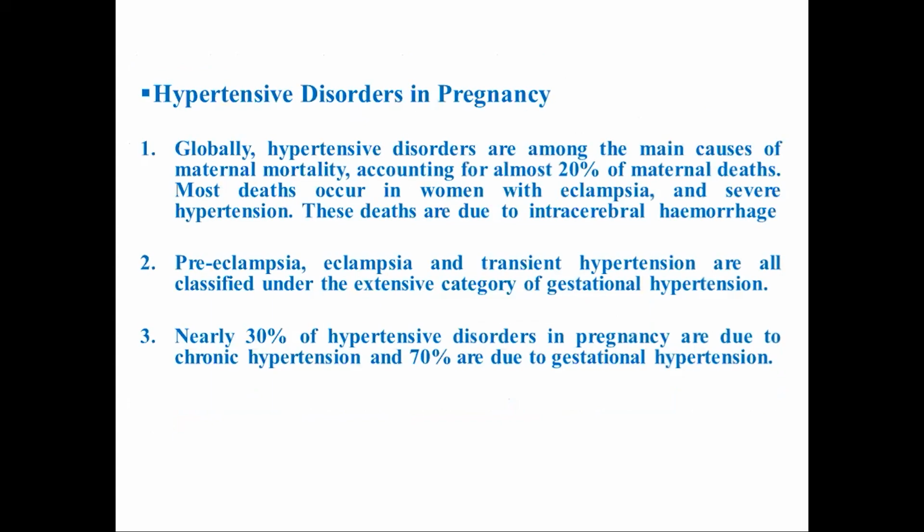Hypertensive disorders in pregnancy. Globally, hypertensive disorders are among the main causes of maternal mortality, accounting for almost 20% of maternal death. Most deaths occur in women with eclampsia and severe hypertension. These deaths are due to intracerebral hemorrhage. Preeclampsia, eclampsia, and transient hypertension are all classified under the extensive category of gestational hypertension. Nearly 30% of hypertensive disorders in pregnancy are due to chronic hypertension and 70% are due to gestational hypertension.